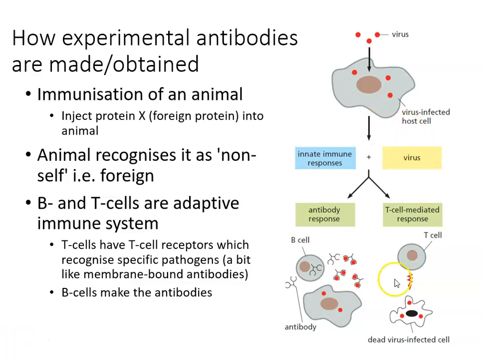Now, linking this together with pathogens, if you have a situation of a virus lurking around and you have a virus infected cell, you hope that there is a B cell population that just happens to make antibodies to that virus.